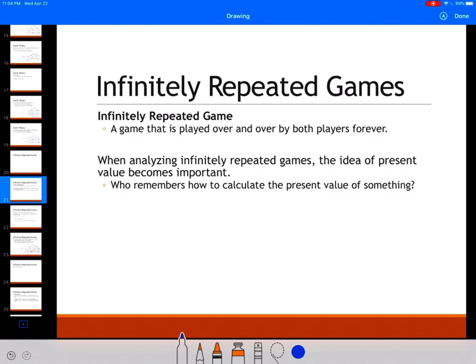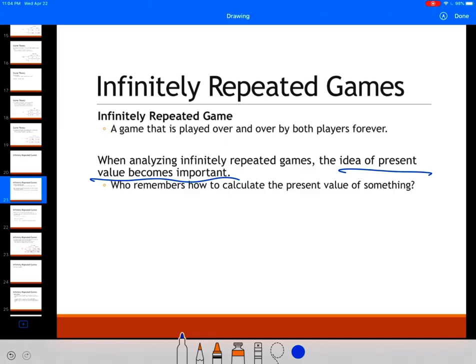So what is an infinitely repeated game? Well, it's a game that's played over and over forever. So that part's pretty easy to figure out, okay? Now, what makes analyzing infinitely repeated games a little different is that you have to think about, well, what's my value of getting some money now versus the value of getting some money because I know I'm going to interact with this person 5 years down the road, right? My value of money now and my value of money 5 years down the road is very different, right? And this brings us to the idea of present value, right?